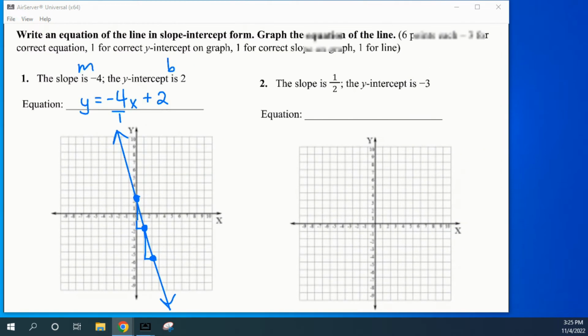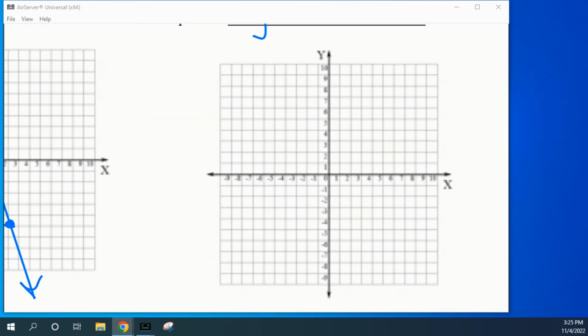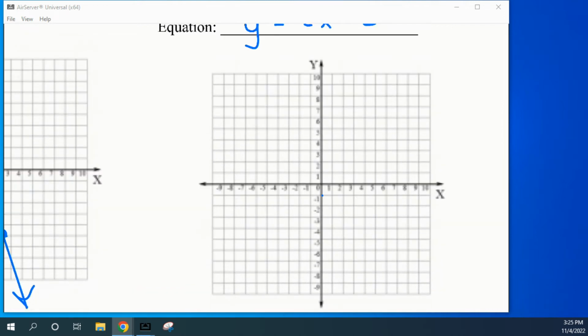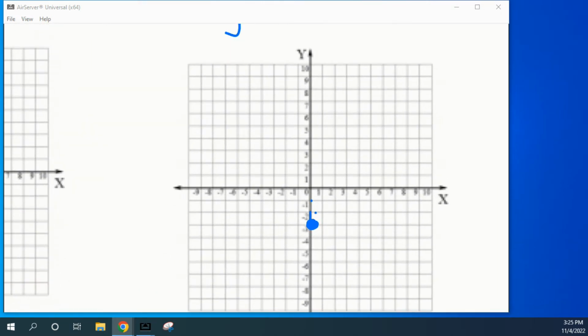Number 2, slope is 1/2. Y-intercept is -3. So in slope-intercept form, it should be y equals the slope times x plus your y-intercept. In this case, it was negative, so I subtracted it. All right. So my y-intercept is -3. 1, 2, 3 should be here, starting from the origin. My slope is 1/2, so that's up 1, right 2. Remember, rise is on top, run is on bottom.